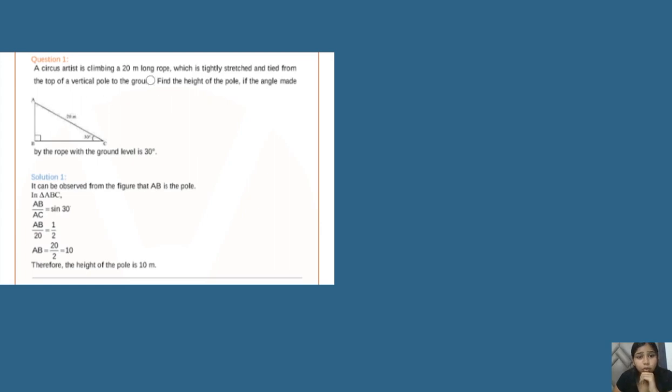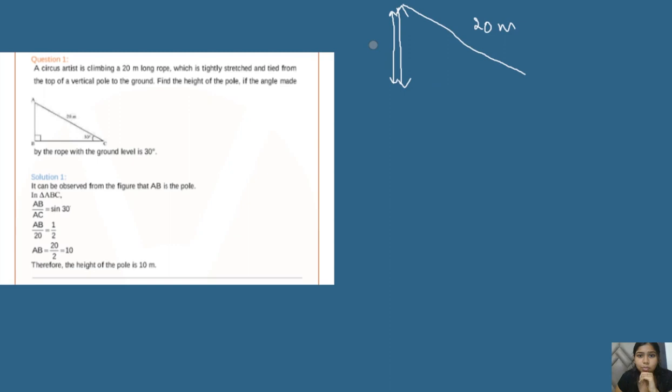They are climbing a 20-meter long rope. Okay, so a 20-meter long rope they are climbing, which is tied from the top of a vertical pole. Since the pole is vertical, it can never be slanting. So this is the vertical pole from the ground and the long rope is like this, that is 20 meters, and we have to find this length.